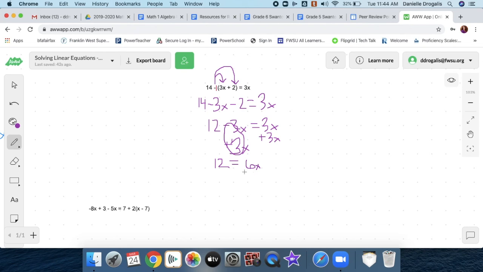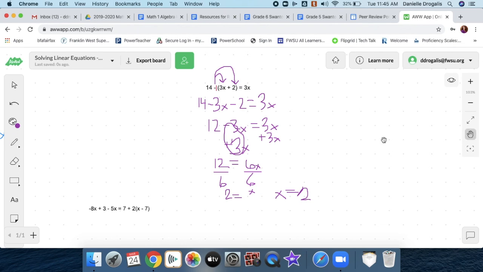And so how do I undo multiplication? You guessed it. We have to divide. Again, dividing by 6 on both sides. So 12 divided by 6 is 2, and that equals x. Now, if you hate looking at it this way, because maybe you're used to x equals first, you could rewrite it so that it's x equals 2. But there's nothing wrong with 2 equals x. It means exactly the same thing.